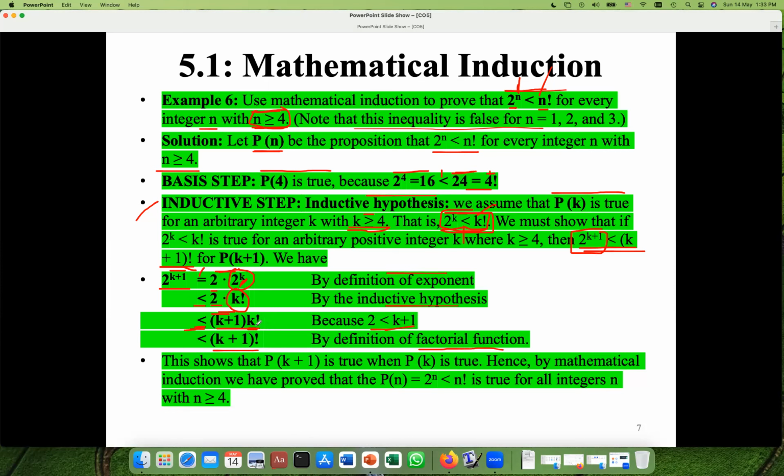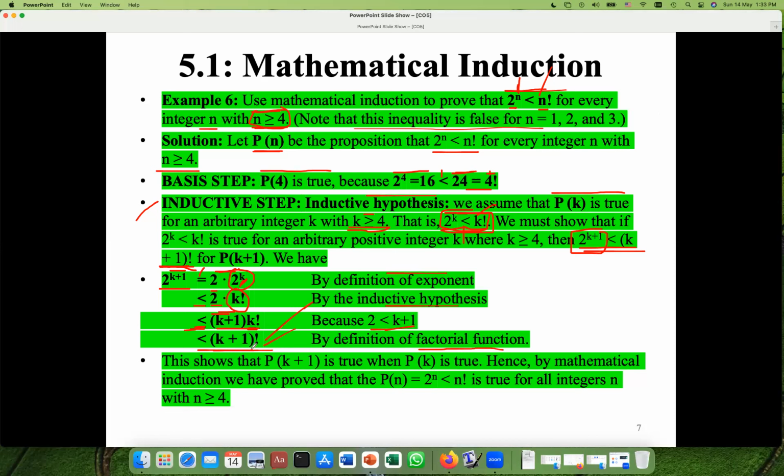The result of the factorial of the previous number, when multiplied with the next number k plus 1, gives you the factorial of the next number. This is the definition. So that is k plus 1 factorial, which we wanted to show 2^(k+1) is less than. So that is what we have reached here.